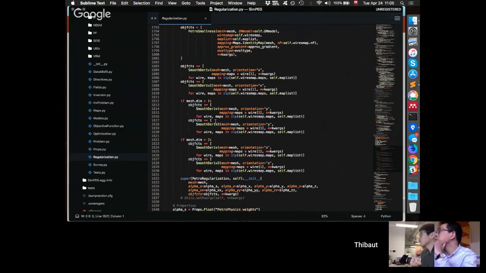It's fine, but after that it's kind of weird: you cannot put a different alpha x, for example, for the two different physical properties.